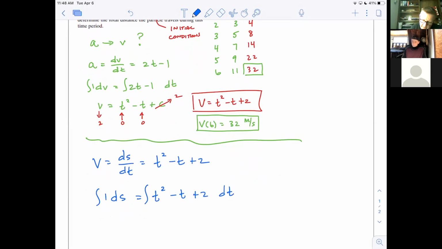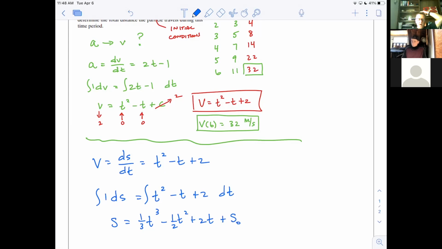And then if I take the integral of both sides with respect to t's and s's, again, there's a 1 over here. So the integral of 1 with respect to s would grow an s. T squared would become t cubed, but then I would divide by 3. T would become t squared, but then I'd have to divide by 2. 2 would grow a t, and then I'd have plus a constant here, which again, that constant technically would be the initial position.